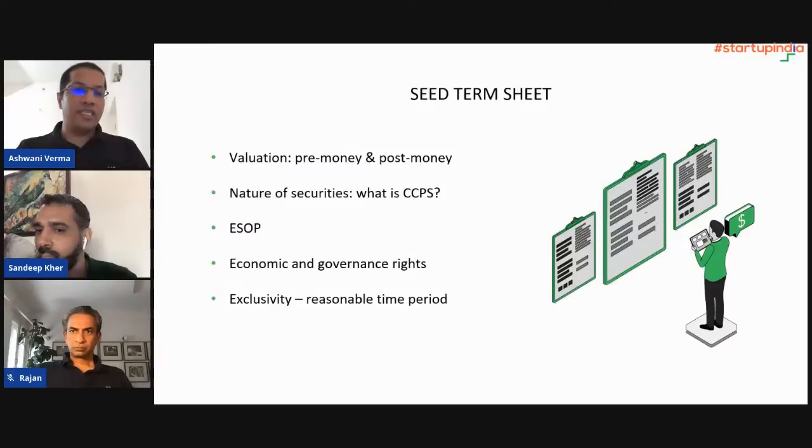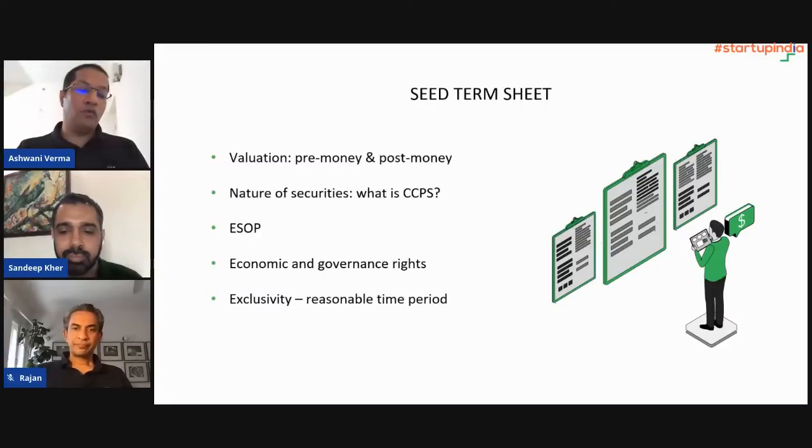Generally, for early stage companies, we have seen ESOP pool being in the range of 5 to 10%, but there are no hard and fast rules, and it entirely depends on the requirements of the company, what are their recruitment plans, and to what extent they want to offer additional shares to their senior management.